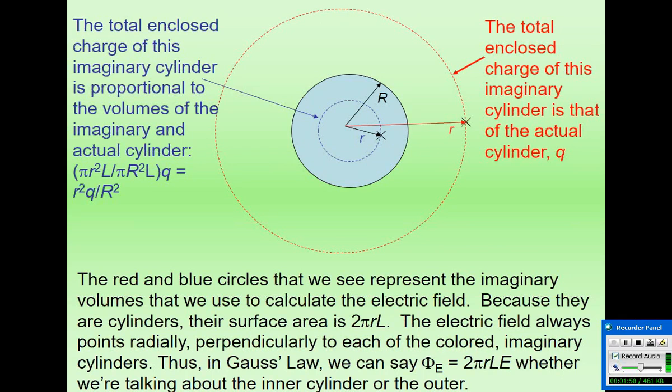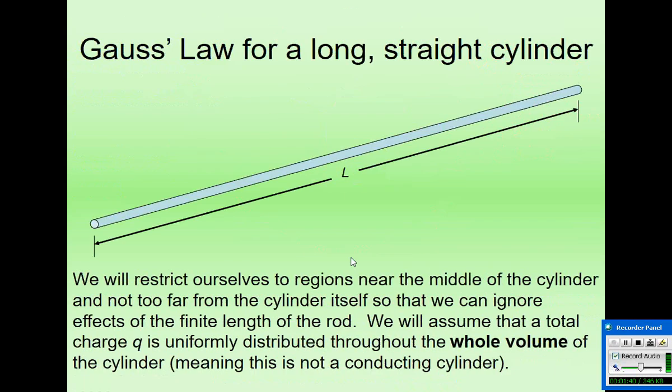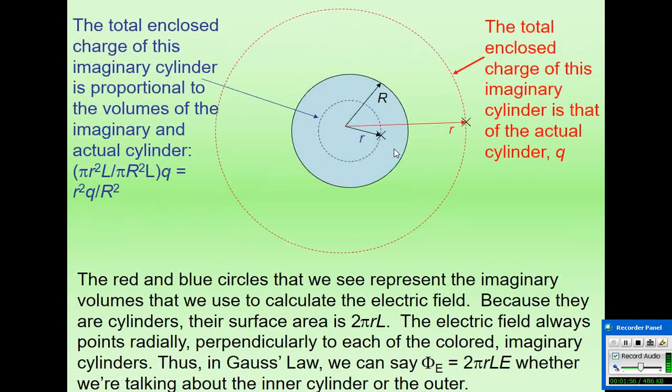If we look at it in cross-section, the light blue circle represents the actual cylinder, the actual cylindrical distribution of charge seen from edge on. And it has a physical radius of capital R. But in order to use Gauss's law, we need to imagine a couple of imaginary volumes. One imaginary volume will allow us to determine what's going on the inside of the cylinder, and the other imaginary volume will allow us to determine what's going on outside of the enclosed cylinder.